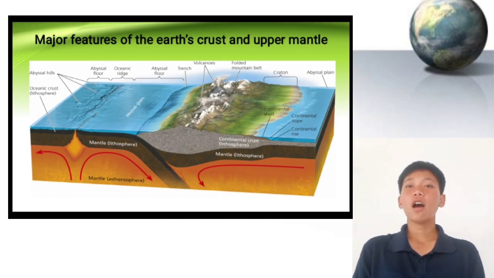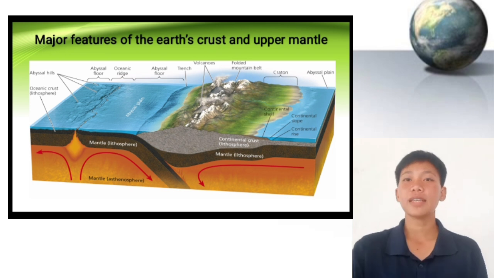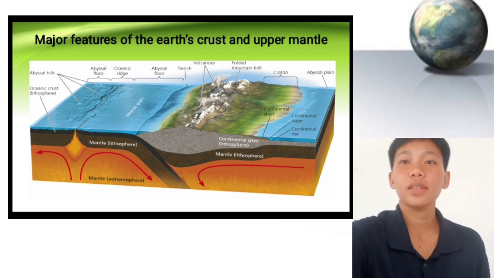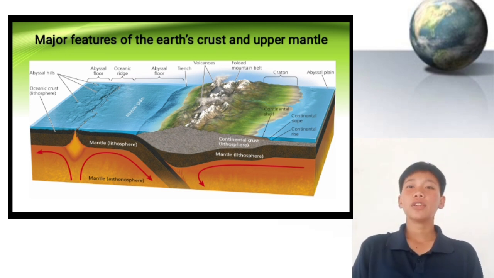So, Earth crust and upper mantle major features. The Earth crust and upper mantle are dynamic layers that interact to shape our planet's surface. Understanding their features requires examining their composition, structure, and interactions. First is the Earth crust. The Earth crust is the outermost solid shell of the Earth, relatively thin compared to the other layers. Its thickness varies significantly. It can be over 80 kilometers thick in some places and less than 1 kilometer thick in others.